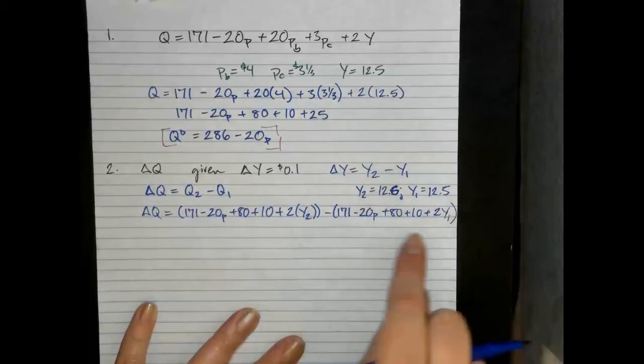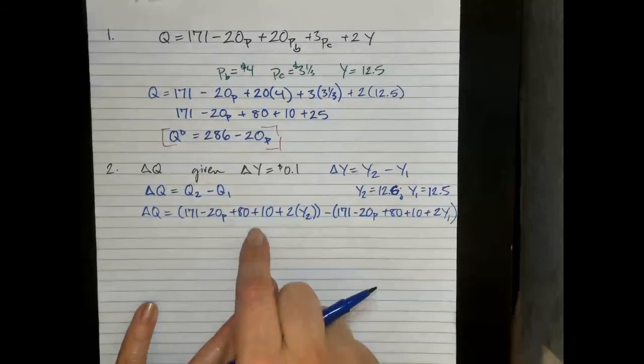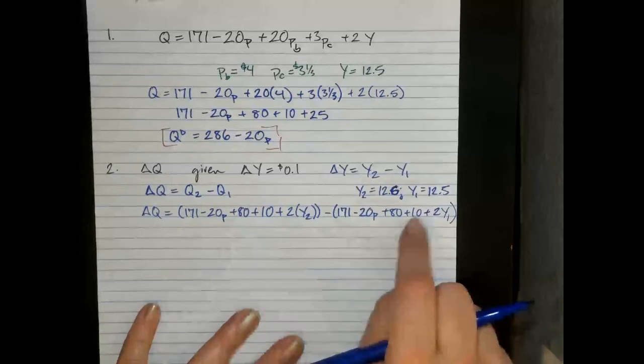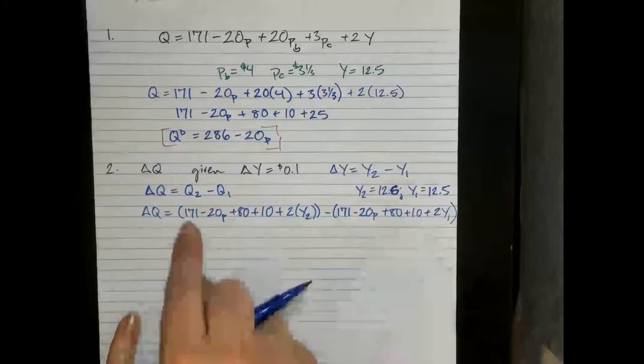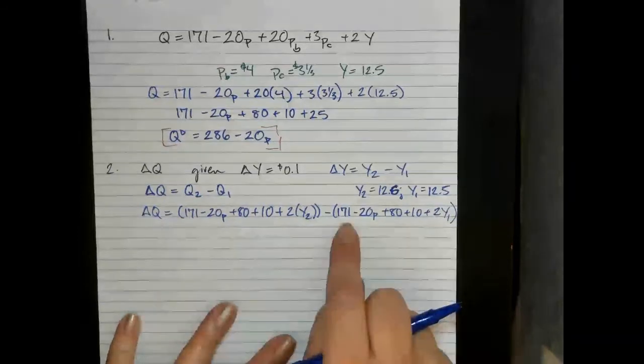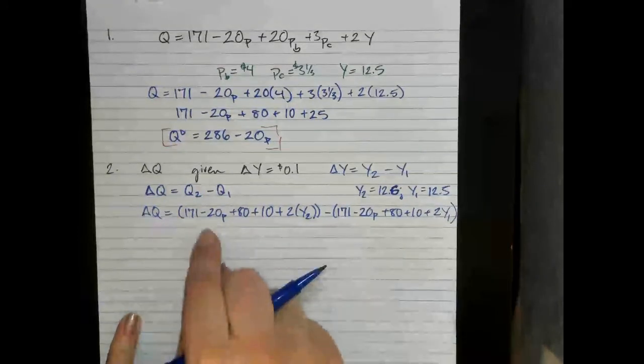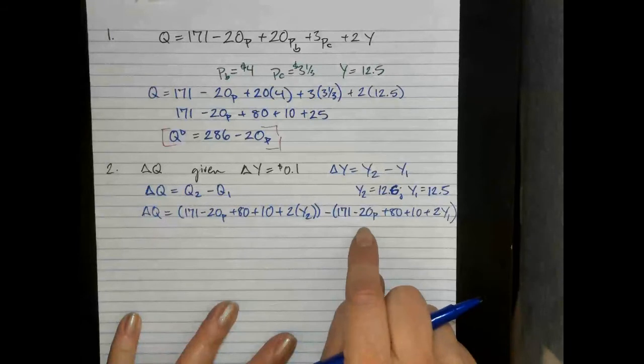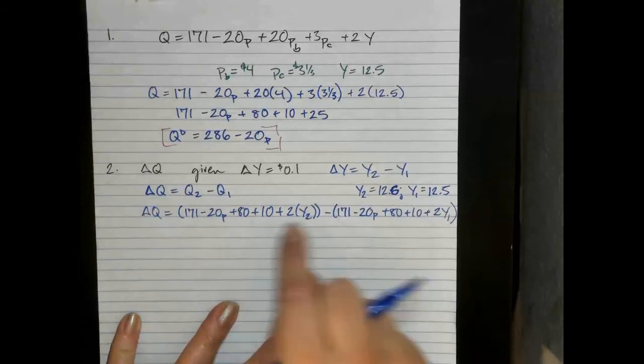So now I have the exact same equations, the estimated demand function with y2 and the estimated demand function with y1, which means I can go through and cancel out, right? 171 minus 171 is 0. Negative 20p minus negative 20p is 0. 80 minus 80 is 0. 10 minus 10 is 0.